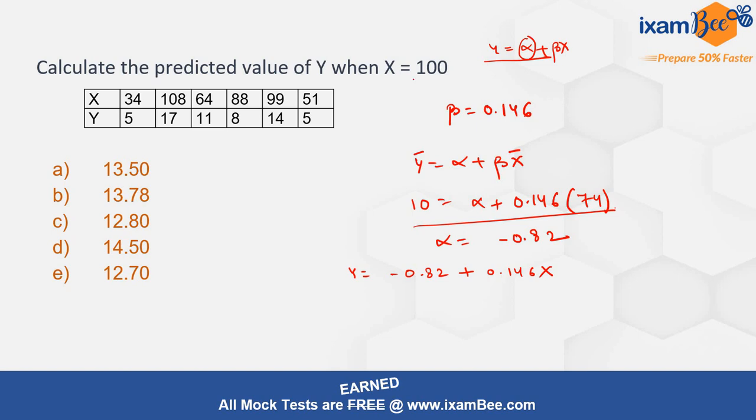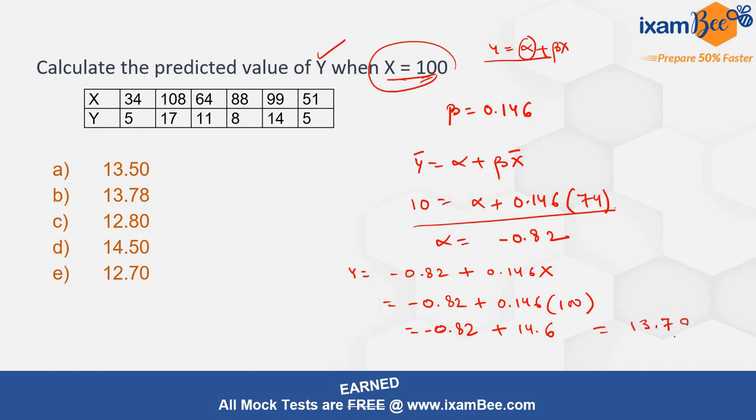Now I have to find the predicted value of y when x is 100. So plug in the value of x equal to 100. So minus 0.82 plus 0.146 times 100. This is going to be minus 0.82 plus 14.6, so this is going to be 13.78. This is your answer. So the right option is option B.